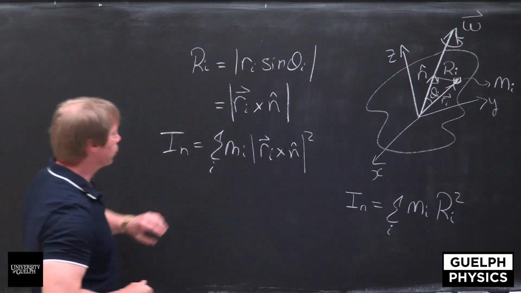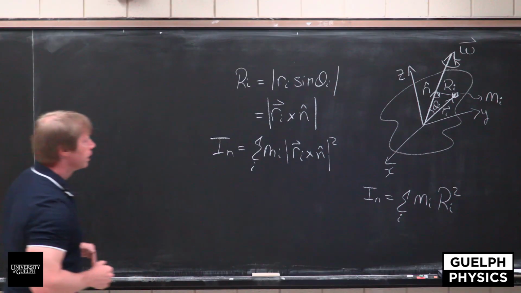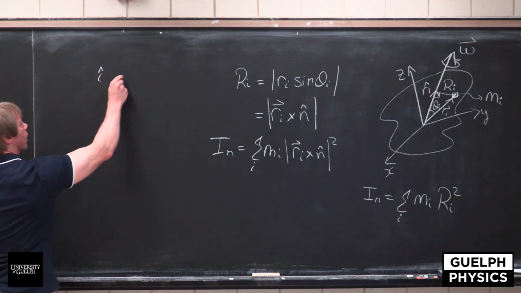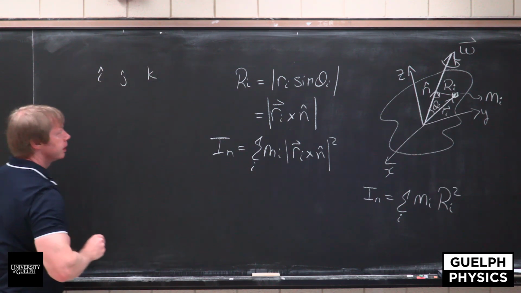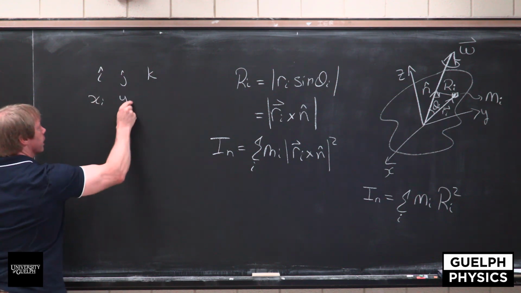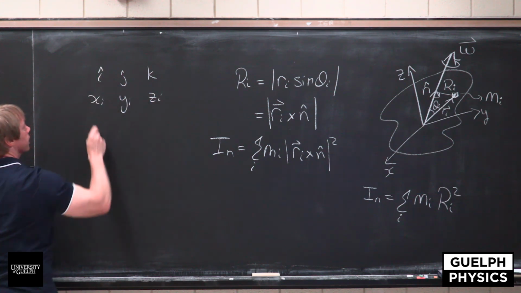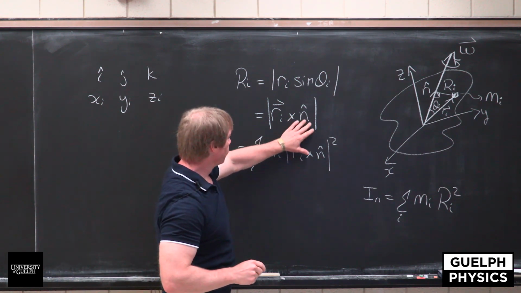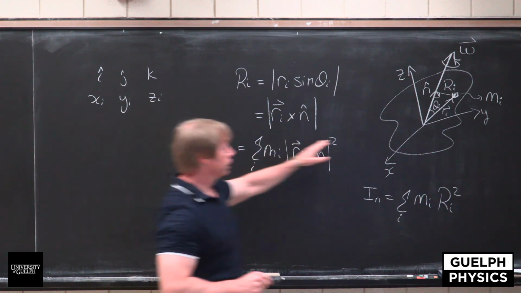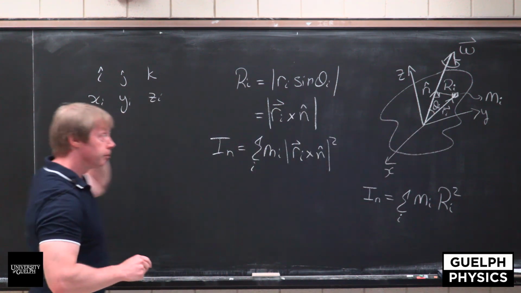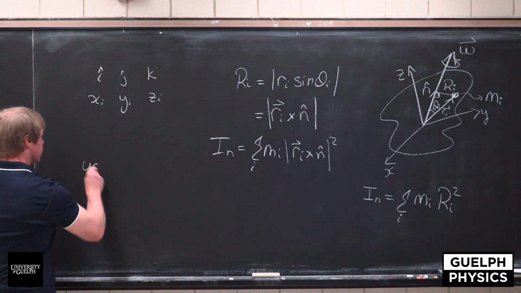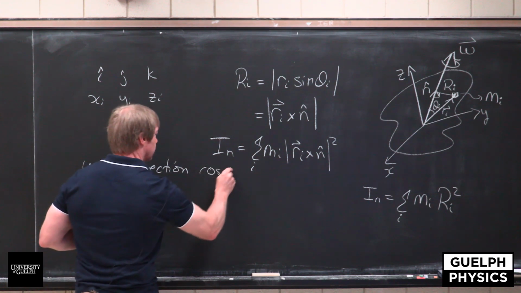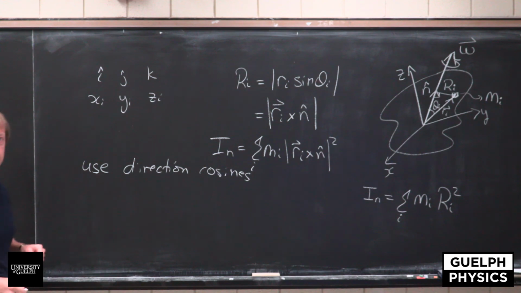So I'll work out what this cross product is using the determinant form. So i, j, k, xi, yi, zi. And then I need to work out basically what the angles are between these things. And I can use the direction cosines.